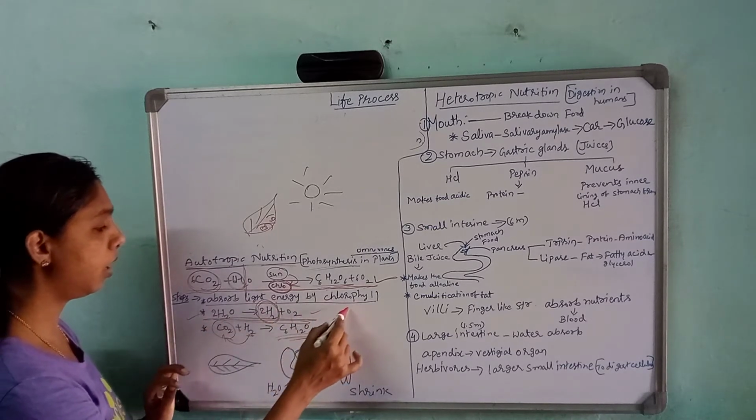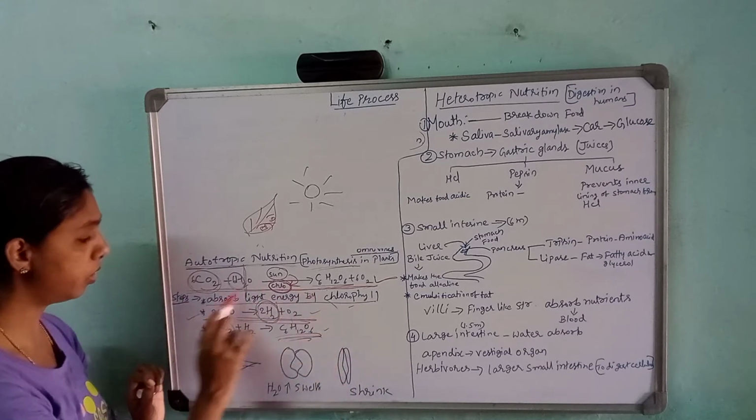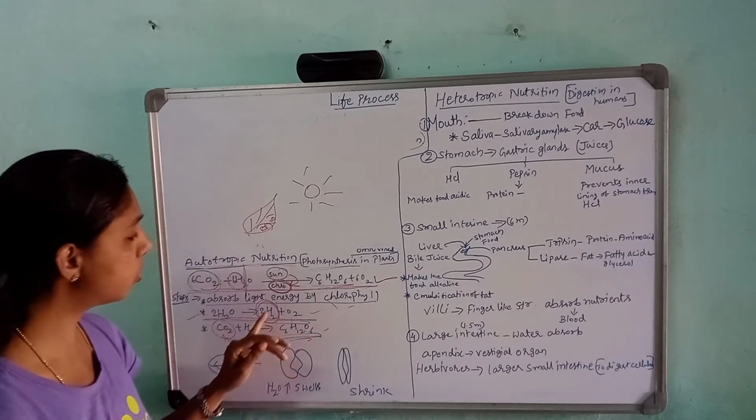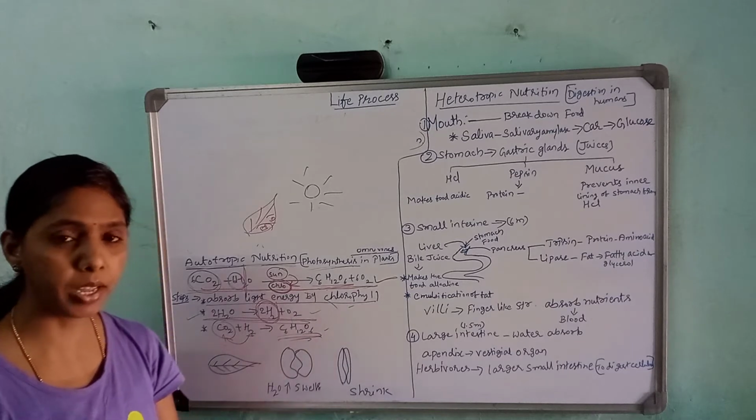So you can write like this. Steps you can write like this. First, second, third step. What I have written here like this, you can write and explain on your own. So these are the steps they have given regarding photosynthesis. Then come to the next point.